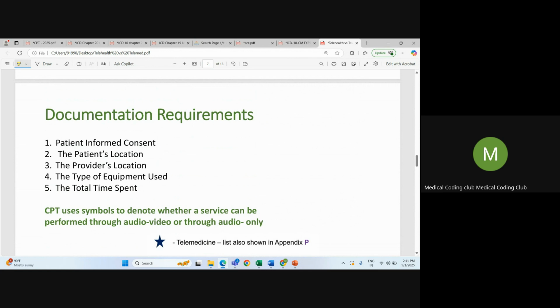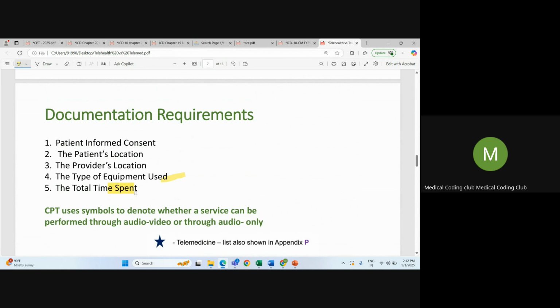Type of equipment used. Okay, here they should document what kind of mode they are using, whether it is synchronous or asynchronous. Synchronous is real time and that should be coded as telemedicine. So we need the data, whether it's a synchronous visit or asynchronous visit, captured properly. And also audio, video, remote monitoring, all the specifications we have. Sometimes an audio-only visit, audio plus video, the documentation should specify all of those properly. And total time spent.